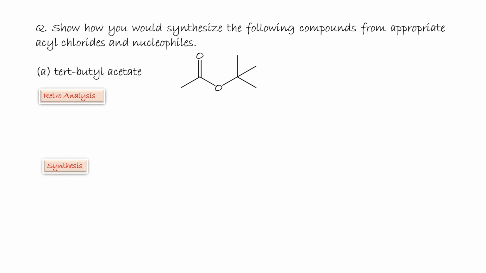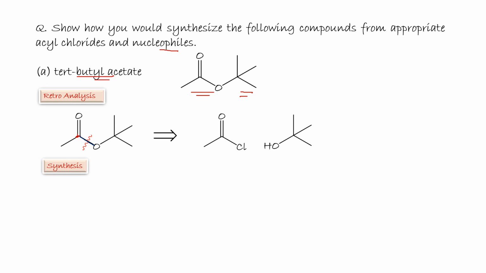Show how you would synthesize the following compounds from an appropriate acyl chloride and nucleophile. Tertiary butyl acetate, tertiary butyl acetate. So retrosynthesis, we will get this compound. This is the carbonyl, and this is the substituent. What we will do, we will cut in here. So that will be acyl chloride and alcohol.